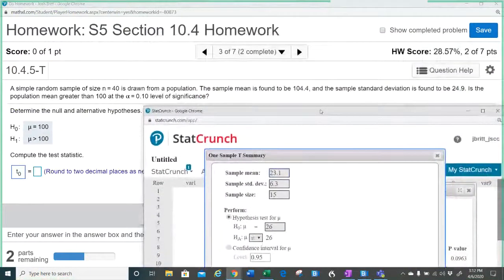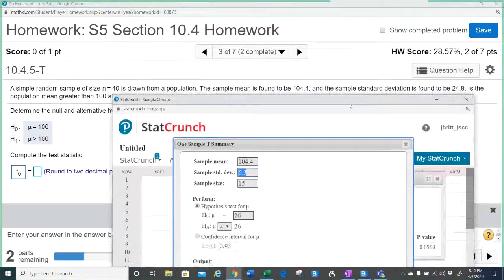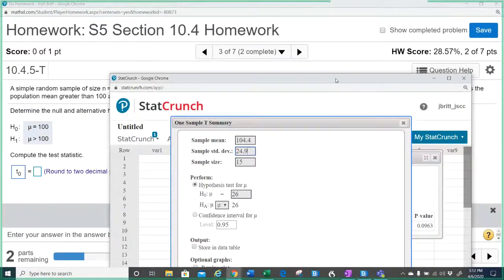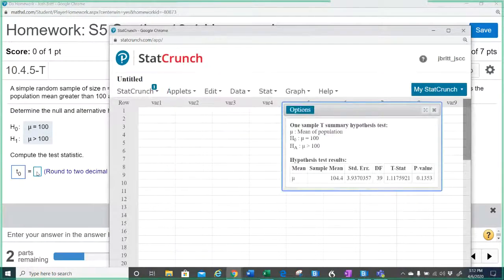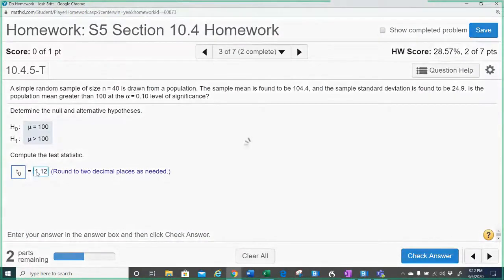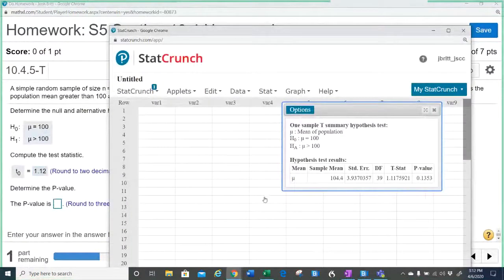So sample mean 104.4, standard deviation 24.9. Sample size is 40. And we'll do 100 for the claim and greater than 100. P-value, 3 decimals, 0.135.